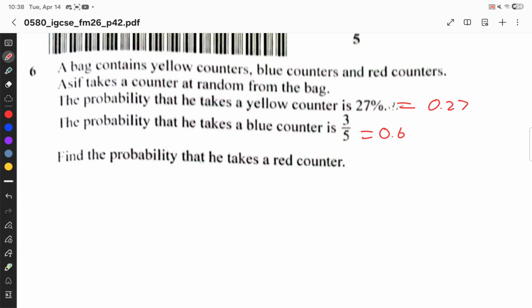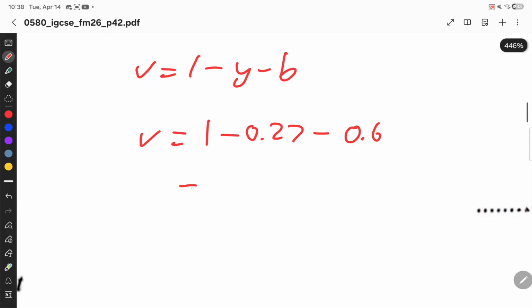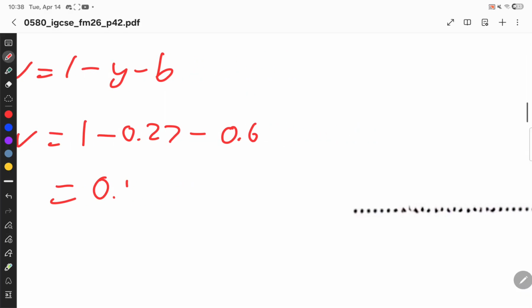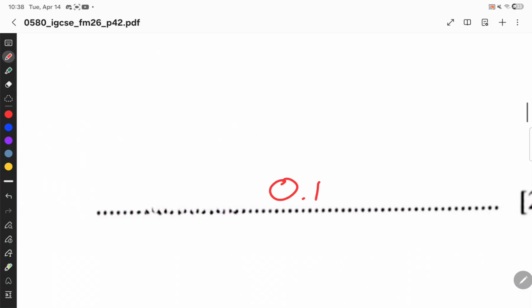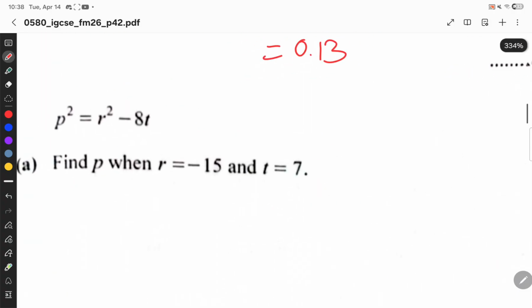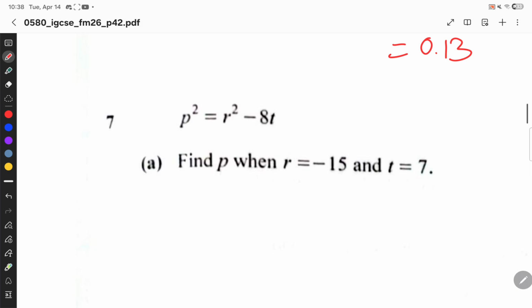Now for the red, we can instead do: we have y plus b plus r is equal to 1. R is equal to 1 minus y minus b. And what is y? 0.27, minus b, 0.6. So 1 minus 0.27 minus 0.6 gives the answer 0.13, and that is our answer. Nice and done. 9 minutes in, and I think we need to speed up a bit.